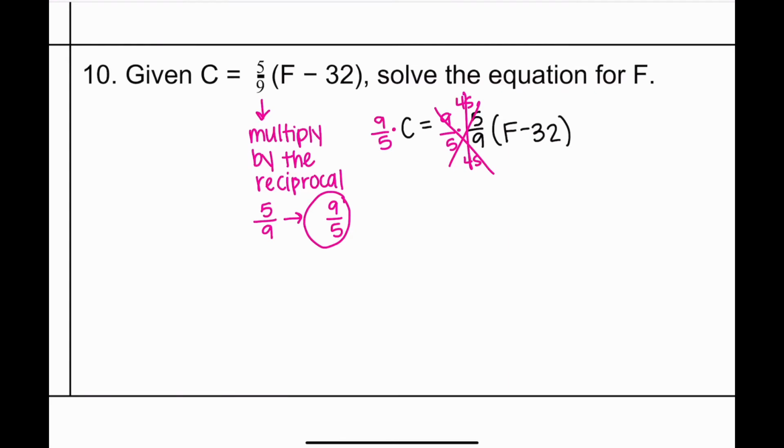On the left, what we have is 9/5 c equals, and on the right we have f minus 32. Now our goal is to get the f by itself by moving that negative 32. So we will add 32 to both sides. Now notice that 9/5 c has the variable c, and plus 32 is just a constant. So when we rewrite this, it will look like 9/5 c plus 32 equals f.